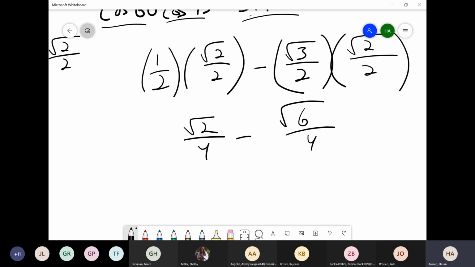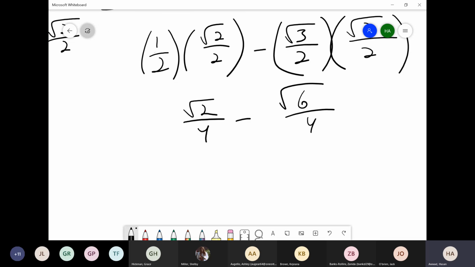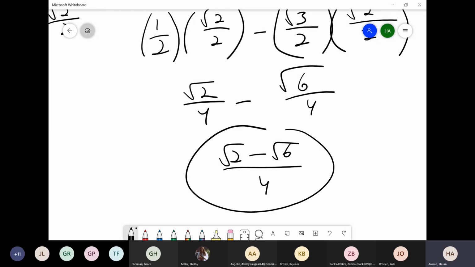And now we can do this final subtraction, where you just get square root of 2 minus square root of 6 over 4. And there's really no more simplifying this. There's really nothing else that you can do. If you wanted to do the subtraction up top, be my guest, but this is as simplified as you can get it as a fraction.